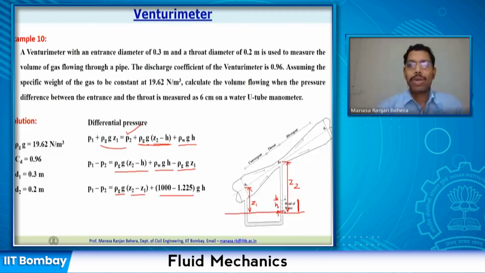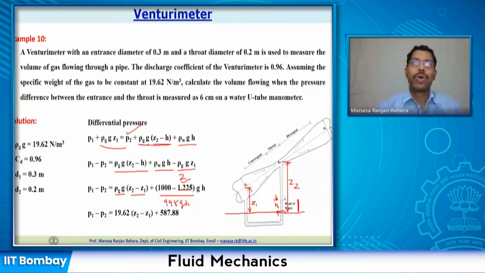Alright. Now if we write this again, we know these terms. 1000 is rho w, and 1.225 is the density of, let us say, air. But in this case the gas density can be found out. I think here I have used the density of air, but one can find out the density of the gas, and it could be approximately 9.62, so it will be actually 2. Then this will be 998, multiplied by gh.